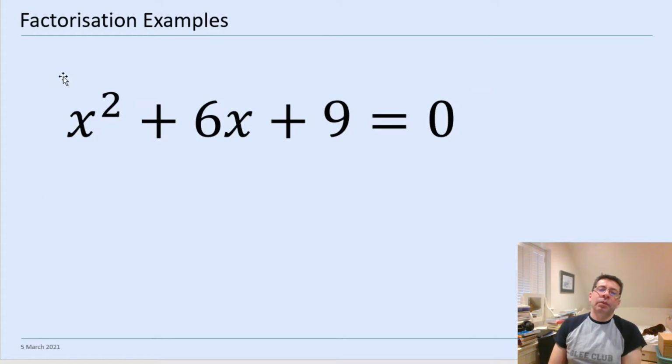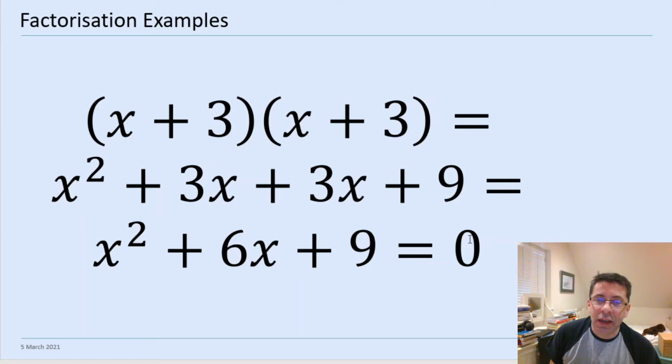Let's look at another example. x squared plus 6x plus 9 equals 0. So what we really need here are two numbers that multiply to make 9 and add to make 6. Which two numbers multiply to make 9 and add to make 6? It's a slight trick question because it's not two different numbers. It's actually x plus 3 and x plus 3. So the two numbers are 3 and 3, because they multiply to make 9 and they add to make 6.